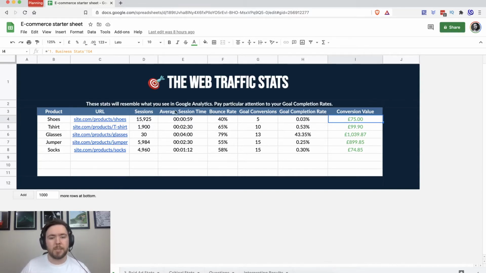So we can see a range here of session times, going from 59 seconds up to 4 minutes for these glasses. So it's a really good number. I tend to think that my approach is generally that 2 minutes is a healthy amount of time. I would have some serious questions about a 59-second session. But then let's also look at bounce rate. So bounce rate is how many people have come to your page and then immediately left it again. They haven't navigated around the site, they haven't done anything.